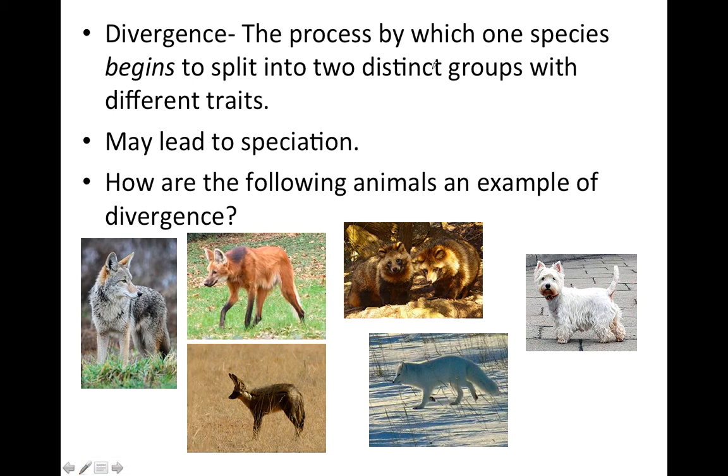Next one is divergence. Divergence is a process when one species begins to split into 2 groups. So remembering those word parts, di meaning 2. Divergence is when we're splitting into 2 groups with different traits. This may lead to speciation, and I have a spot there for you to write what is speciation, which means it's forming a new species.